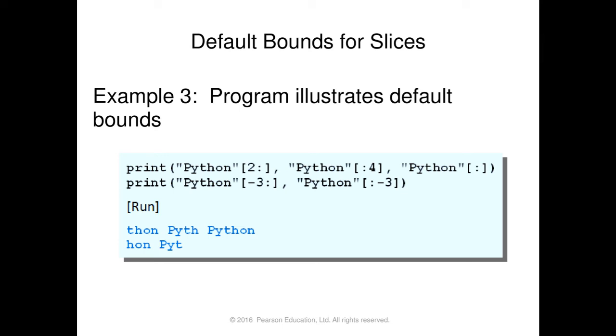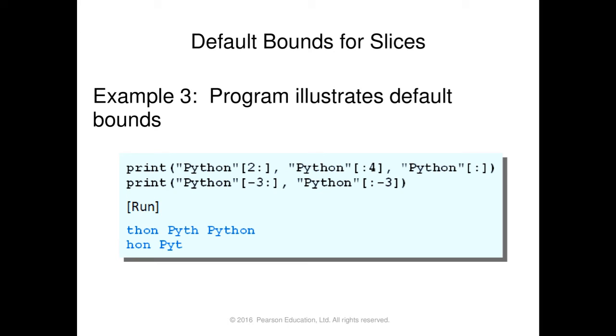And then in the last example of the first line of code, we don't provide an ending bound and we don't provide a starting bound. So the default would be to start from the first character and then end with the rest of the characters in this string. So that would basically generate the entire string Python.